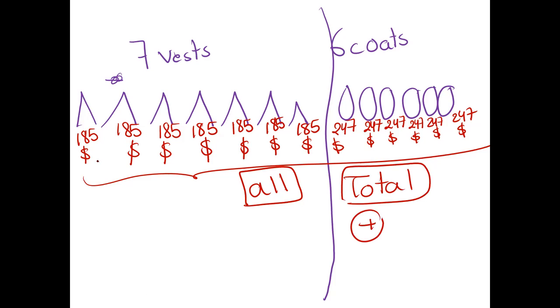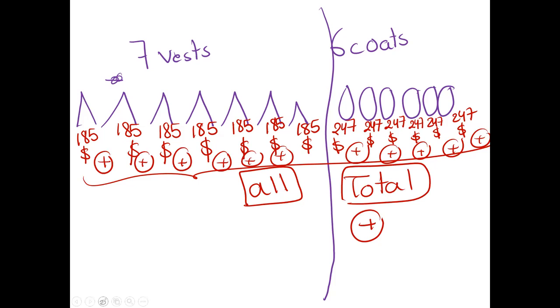So I will add 185 plus 185 plus 185 plus, okay, plus 247 also because he sells two vests and the coats. I will add all the numbers. But it will take me so much time if I want to add all these numbers. So instead, look here. We are repeating the same number, 185, 185, 185, here.